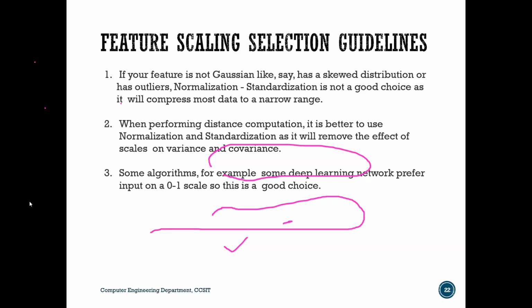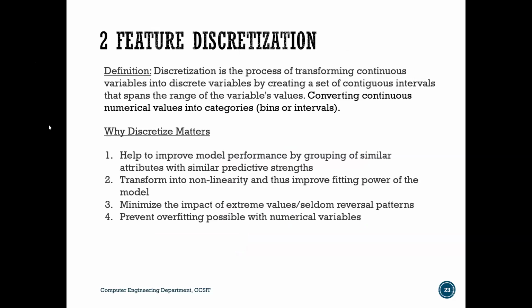Now, feature discretization. Feature discretization. Look, here you will be surprised, because I'm always telling you that for machine learning we need numeric data. If I have categorical data, I need to convert it to numeric, because machine learning works on mathematical formulas. So for mathematical formulas, definitely I need numeric data. But what is this discretization? It is converting.